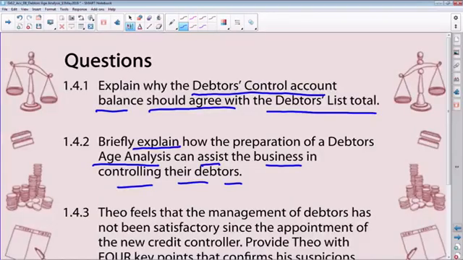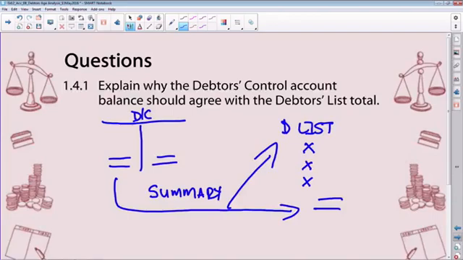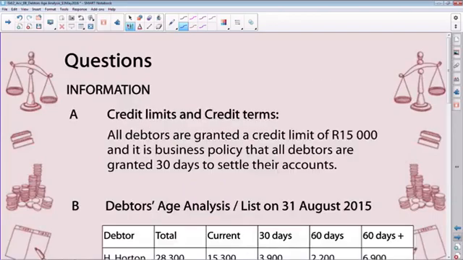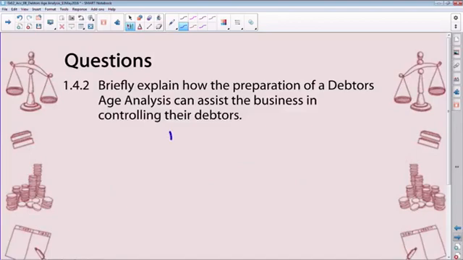Right, guys? What were we doing in the lesson so far? Briefly explain how the preparation of a debtor's age analysis can assist the business in controlling their debtors. Definitely, what can be done? We will be able to identify those debtors that are not complying with the credit terms, those that are not settling their accounts. So, in our response, we're going to say that we're going to identify debtors that are not complying. Okay? So we're going to identify basically your problem debtors.